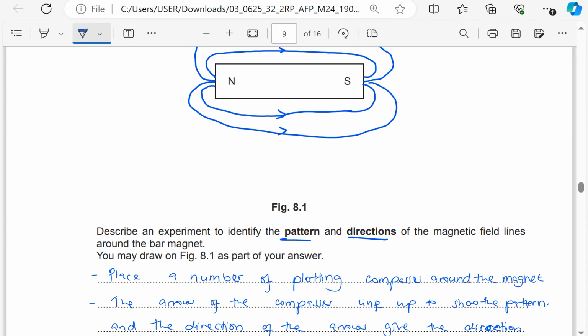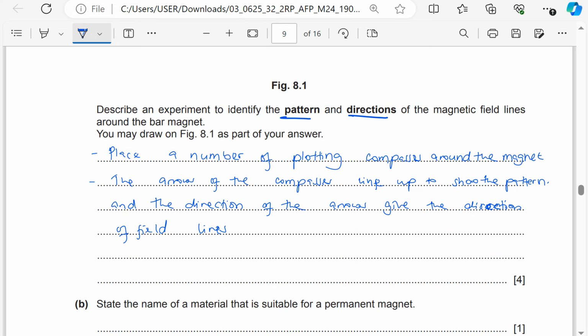If you want, you can draw plotting compasses here, but it will cost you a lot of time. But place a number of plotting compasses around the bar magnet. Then you will see that the arrows of the compasses line up to show the pattern, and the direction of the arrows gives the direction of the field lines.